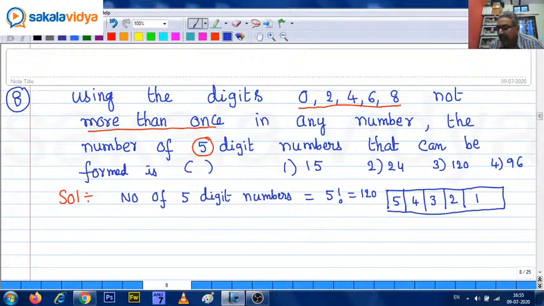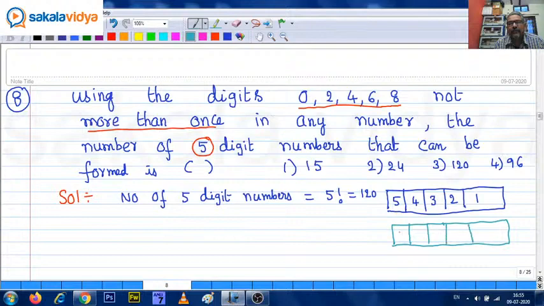But here is one condition we should remember. Out of 5, there is a chance of getting 0 in the first place. If 0 occupies the first place, then these numbers are not treated as 5-digit numbers. They are 4-digit numbers. That means out of 120, the numbers which begin with 0 need to be subtracted. Keep 0, and next how many numbers are there? 4 numbers. So this can be filled 4 ways, 3 ways, 2 ways, 1 way.